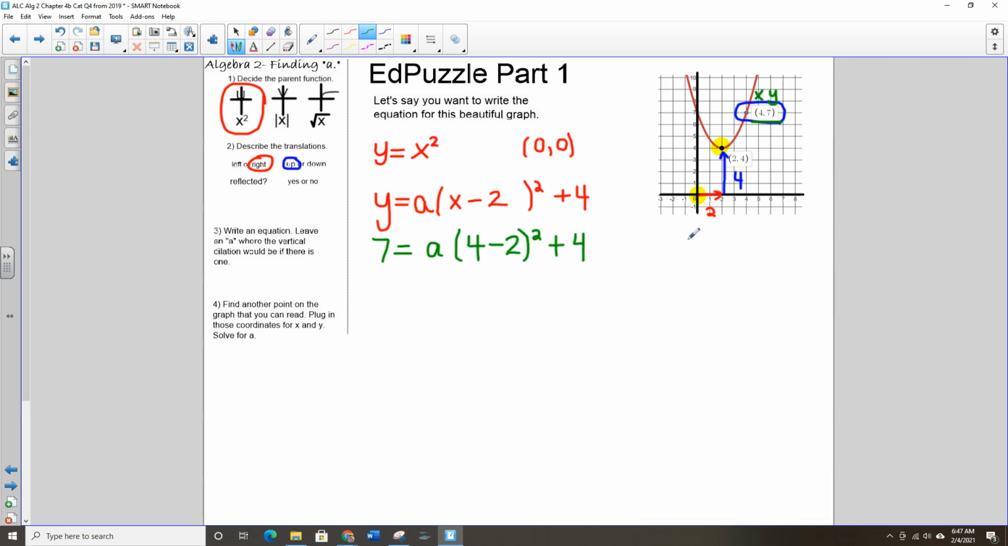Now when we keep working from here, we're going to be using PEMDAS to plug in some numbers. Please excuse my dear Aunt Sally. So in calculating it, we're going to take care of things in the parenthesis first. So 4 minus 2 is 2. So now we got 2 squared plus 4.